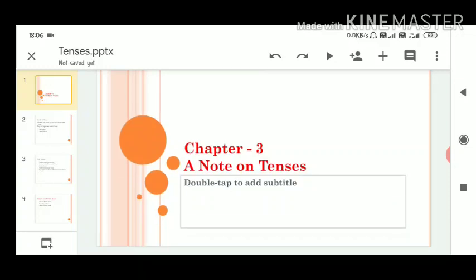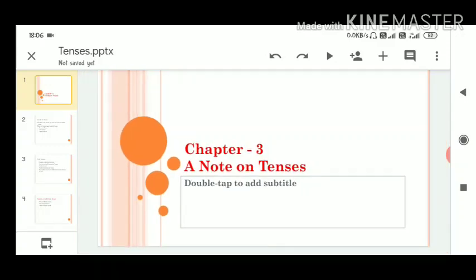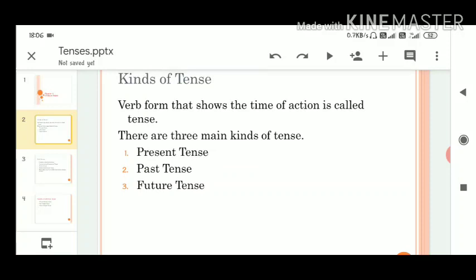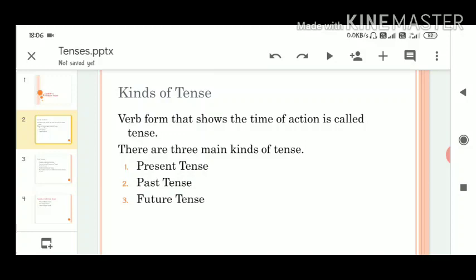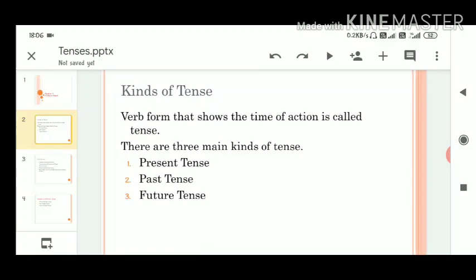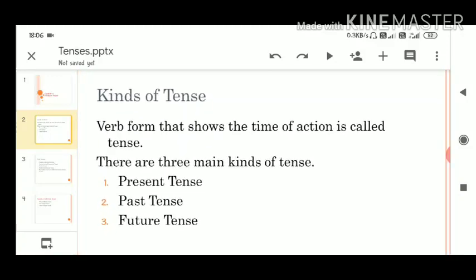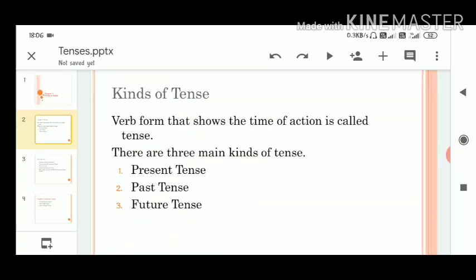Let us start our third chapter of English grammar, a note on tense. Verb form that shows the time of action is called tense. Verb form that shows the time of action means when the action takes place, or at which time the action takes place. That particular time is called tense. We can express this time in different forms.